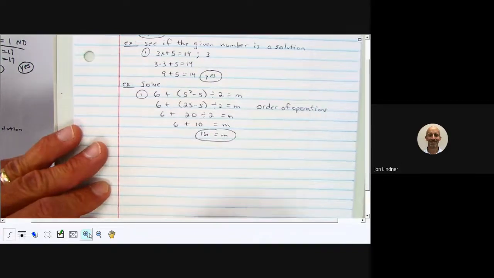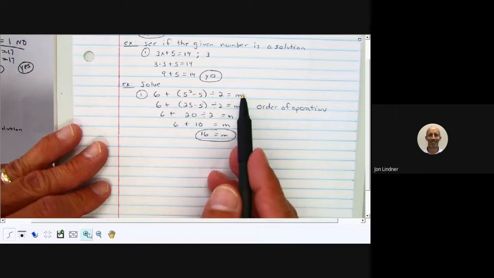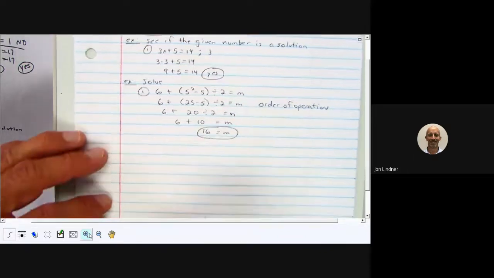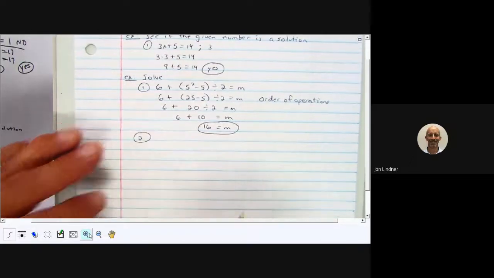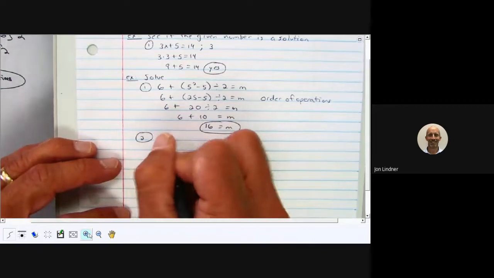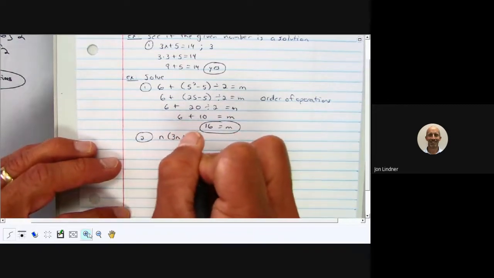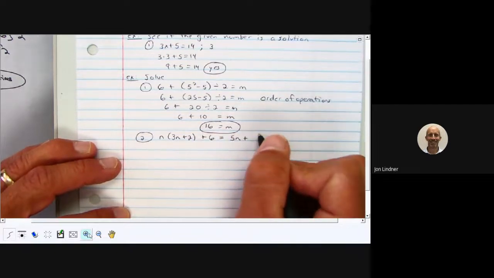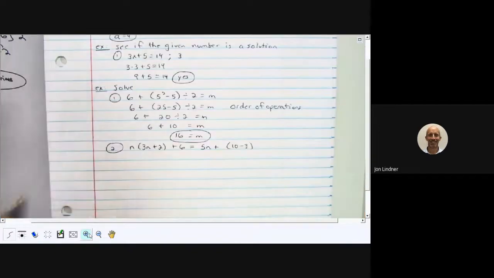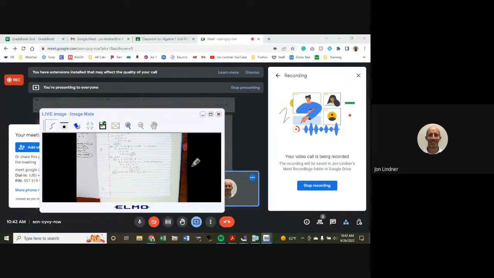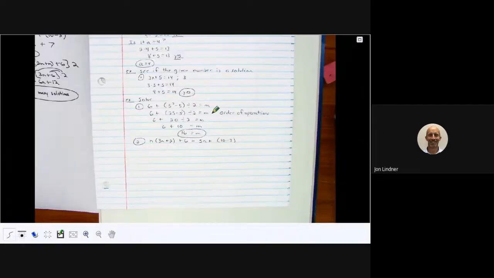All right, so in that situation where the variable is over here by itself, just do your order of operations and get the answer. Now, another way that this could look is one like this. N times 3n plus 2 plus 6 equals 5n plus 10 minus 3. Just making this a little bit bigger for you.